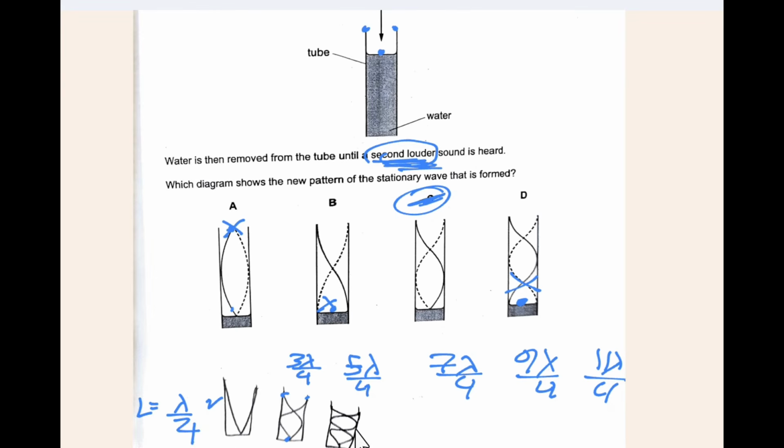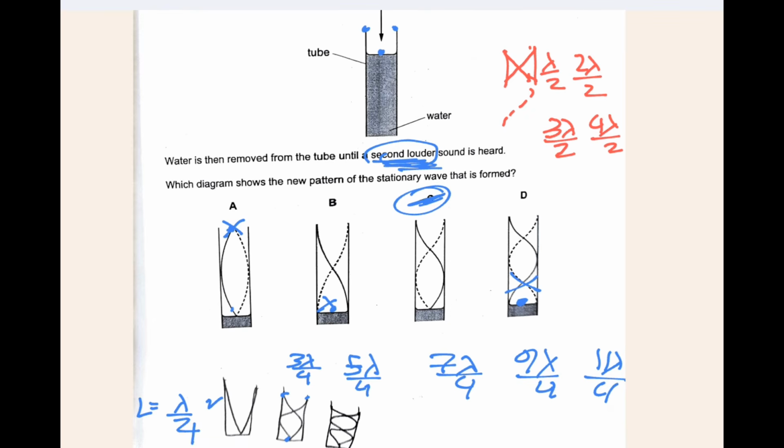And the waves are formed in this pattern. If suppose that both the ends are open, then this is the first wave that is formed, that is lambda by 2, then 2 lambda by 2, then 3 lambda by 2, then 4 lambda by 2.